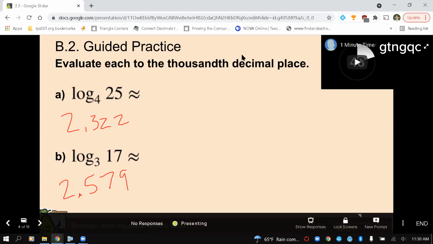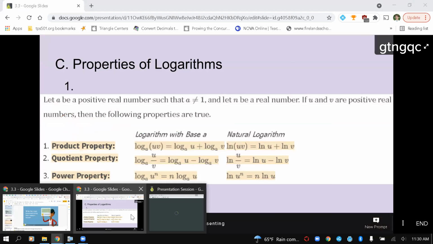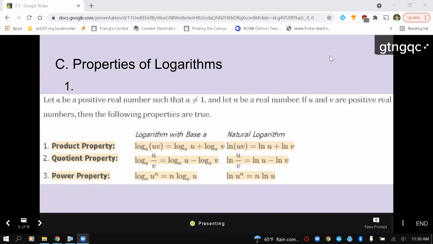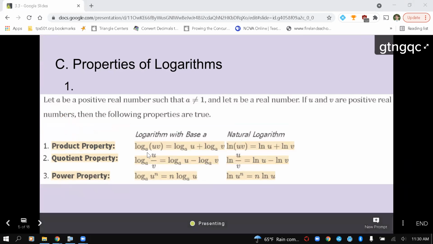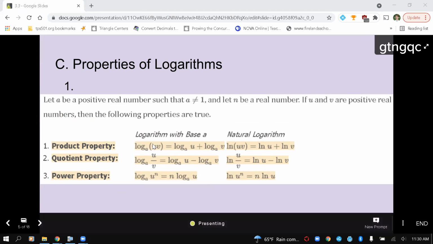Okay. Then the next thing we're going to do is the properties of logarithms, and there are 3 of them that you need. The first is the product rule. The product rule states that if you have a log of u times v, that is the same as the log of u plus the log of v. Same thing for natural logs.